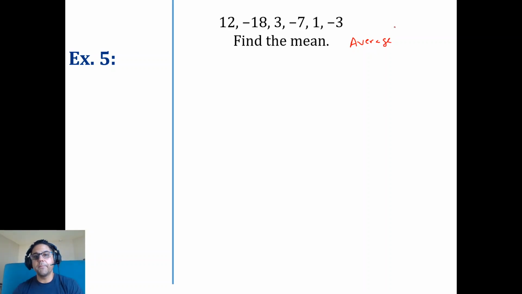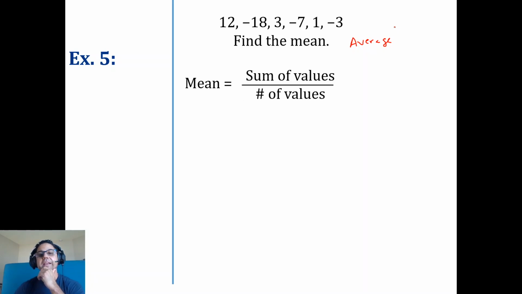So for this specific problem, I'm going to go ahead and find the sum of the values, and I'm going to divide it by the number of values. And that's what you should have done for the 5th grade problems. But if you noticed on the 5th grade problems, there were no negative values. It was only positive numbers. But 7th grade, we're going to go ahead and include that.